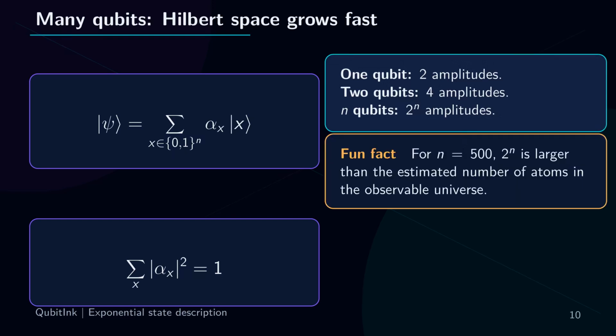This number grows extremely fast. For 500 qubits, 2 to the 500 is larger than the estimated number of atoms in the observable universe. This does not mean we can read out all those amplitudes directly. It means that quantum evolution can act on a very large state space before measurement.